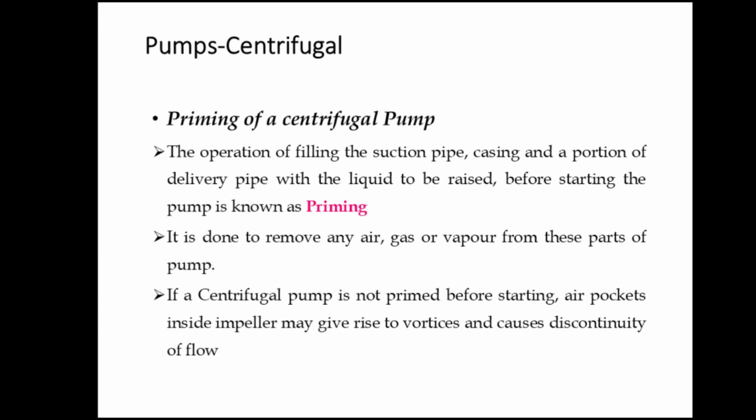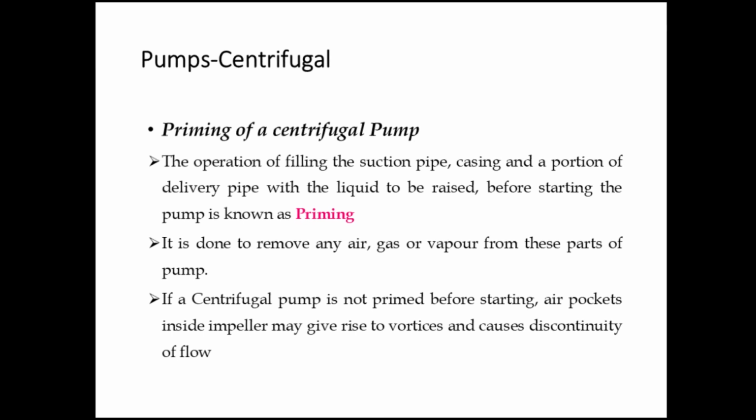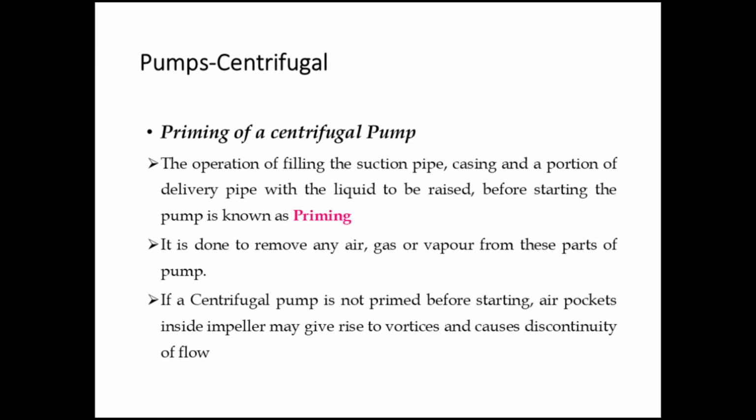Centrifugal pumps. Priming of a centrifugal pump. The operation of filling the suction pipe, casing, and a portion of the delivery pipe with the liquid to be raised before starting the pump is known as priming. It is done to remove any air, gas, or vapor from these parts of the pump. If a centrifugal pump is not primed before starting, air pockets inside the impeller may give rise to vortices and cause discontinuity of flow.